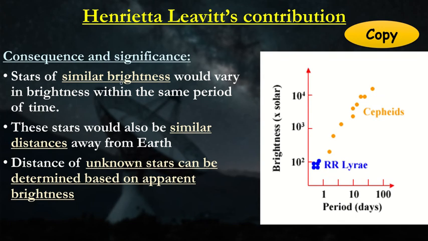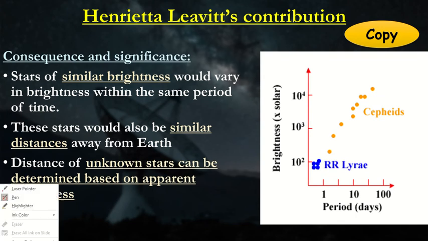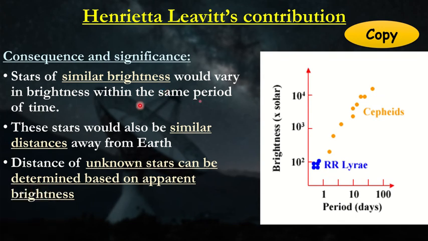So stars of similar brightness, what she found, had the same period of time of fluctuation. Okay? What she actually found is not only that, but these fluctuations occurred from the same distance away from the Earth. So she found that if the stars have the same brightness fluctuations, the overall distance would be the same.